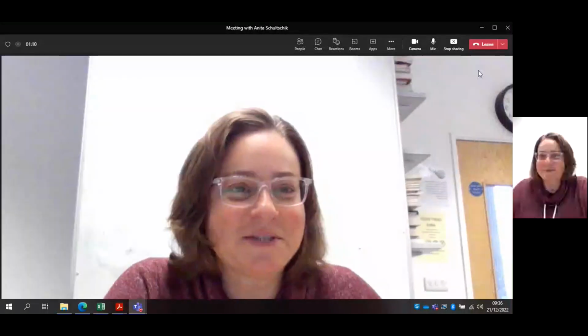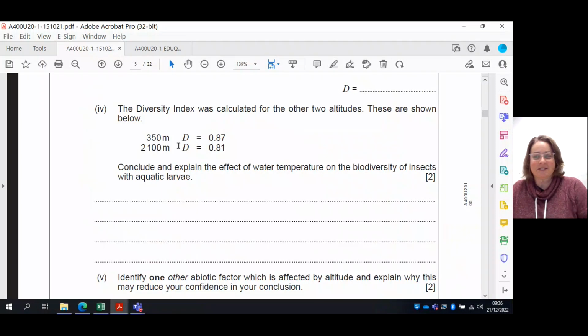Apologies for the interruption. Moving on to that question with the biodiversity index. The index was calculated for the two altitudes given here, so 350 and 210. These ones were the other ones that were not quite given. Regardless of what you've calculated here, you've got a trend or a pattern already. Please remember that the closer to 1, the higher your biodiversity index number, the higher your biodiversity.